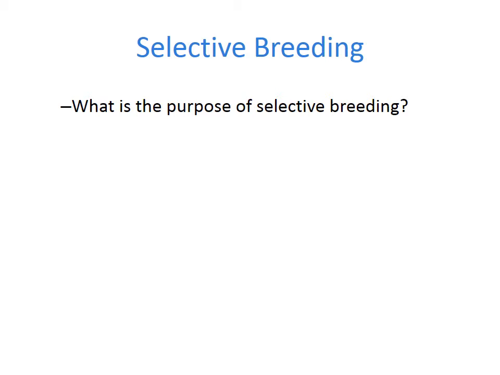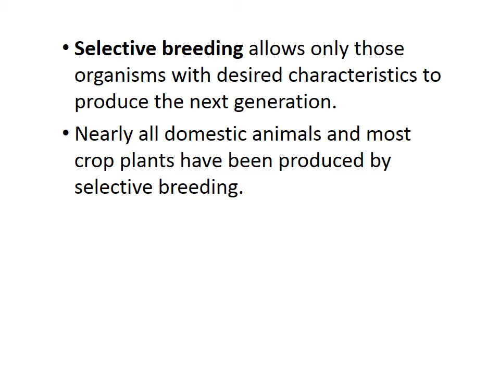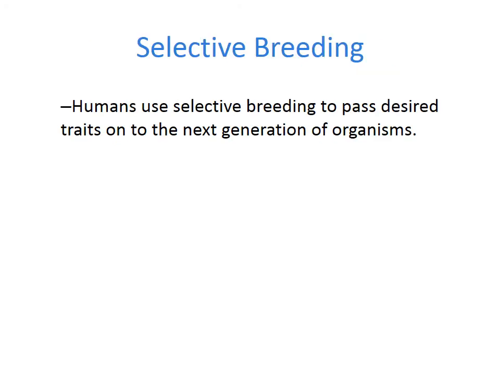Another thing we talked about was selective breeding. And remember, selective breeding was to get the desired characteristics produced to the next generation. So they might mate certain plants or certain animals to get the type of crop that they want, or to get the type of animal that they want. So humans use selective breeding to pass desired traits on to the next generation of organisms.